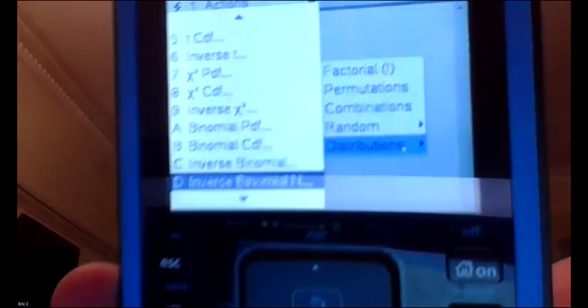So we'll bring out our calculator here and we want to go to Menu, Probability, Distributions, and we want to select Inverse Binomial n. So that's over here. Okay, and then you just press enter there.